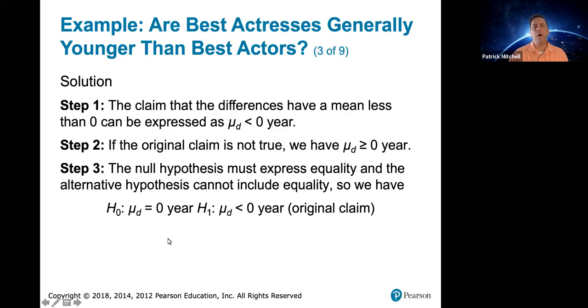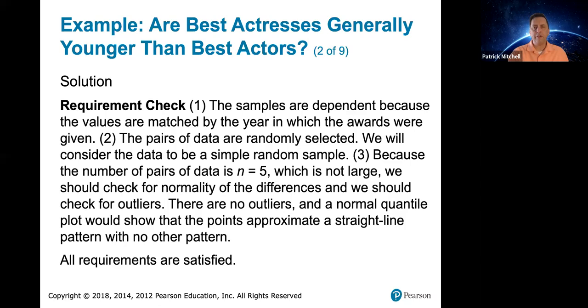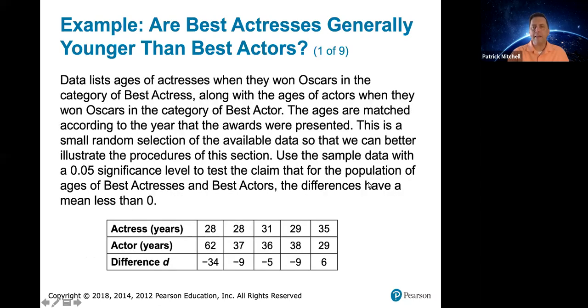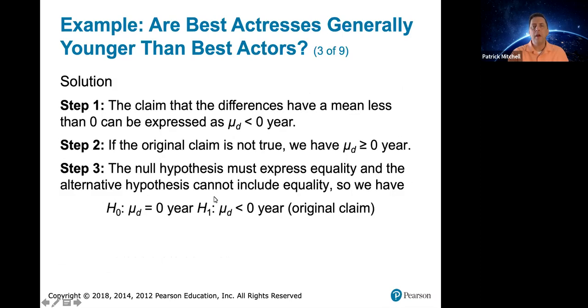All right, so step 1, we're going to look at the original claim. And the original claim was that the difference between actresses and actors' ages is less than 0. Okay, so mu sub d will stand for the population of differences of actress's age minus actor's age. That claim would be written as mu sub d is less than 0. And then in step 2, we write the opposite of that claim, which is that mu sub d is greater than or equal to 0.